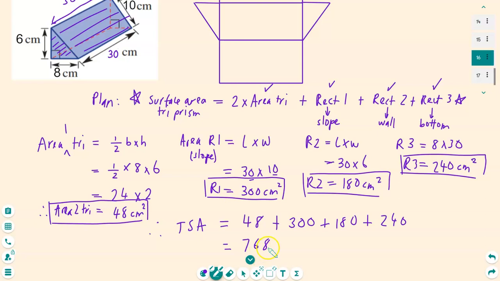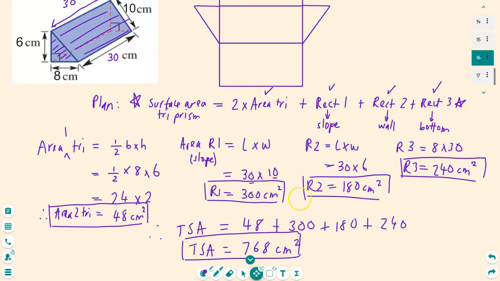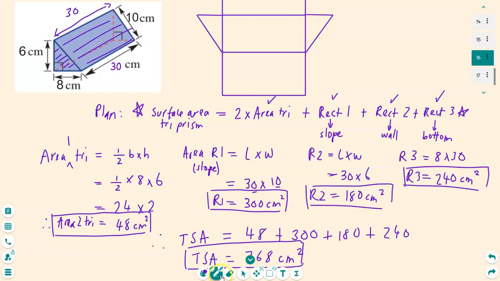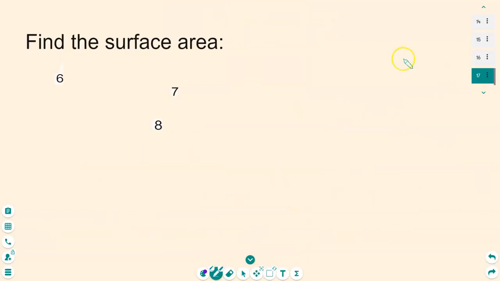768. And then let's give some meaning to our answer. So we plugged in centimeters, so we must get out centimeters. It's a surface area. Area, think squared. And put a box around it just so your teacher can find your answer. So that's one type of triangular prism.